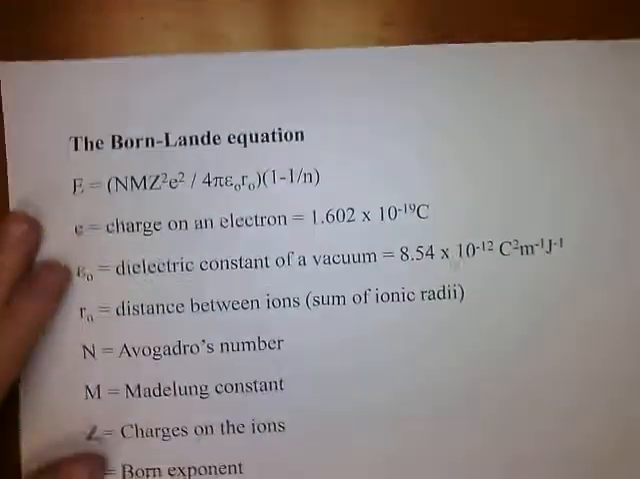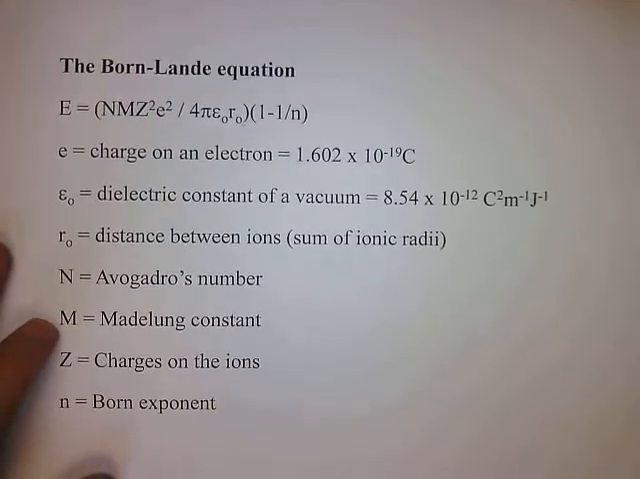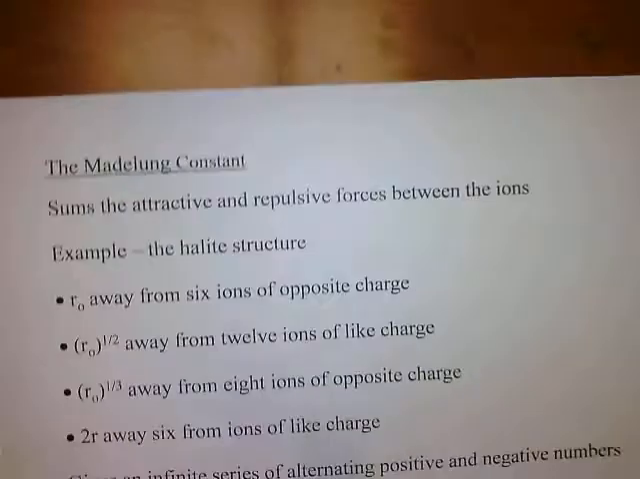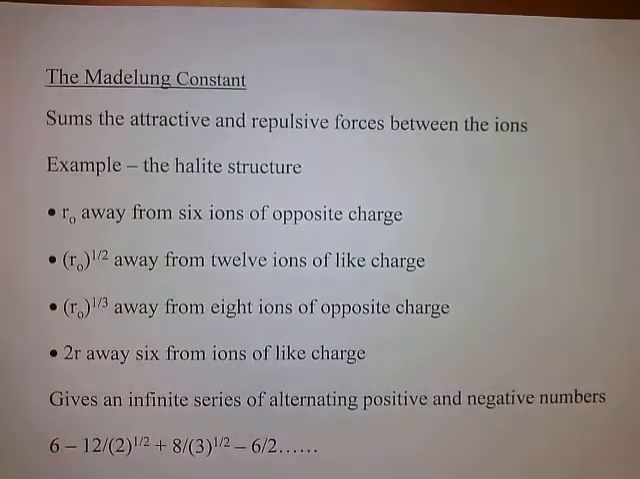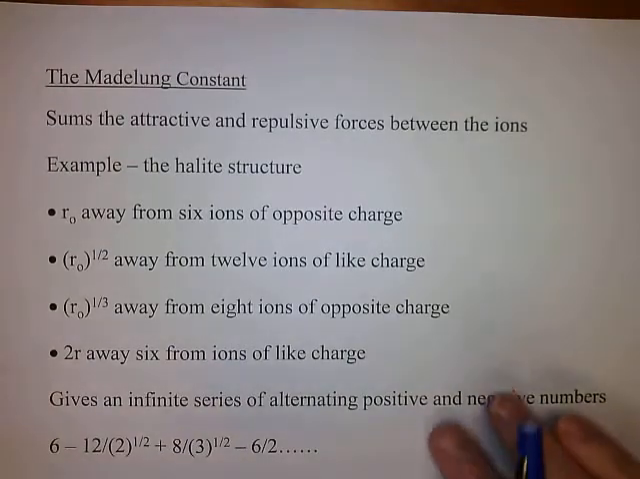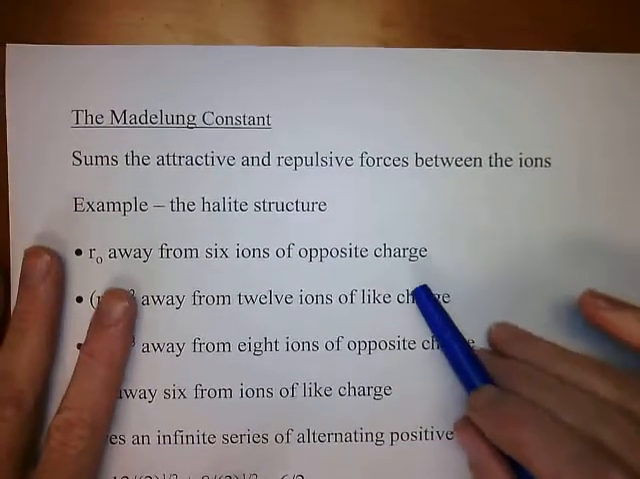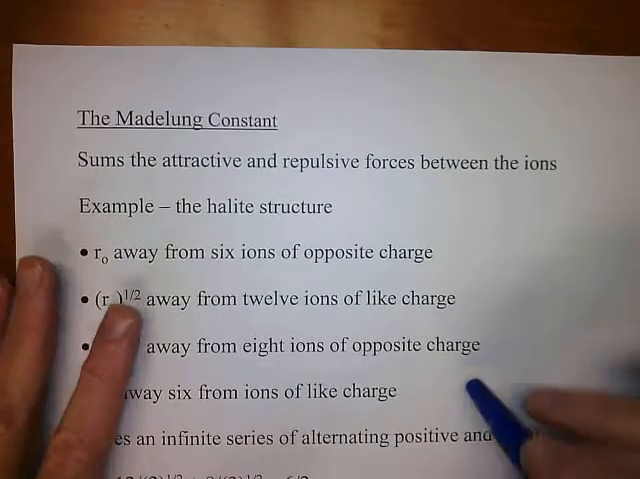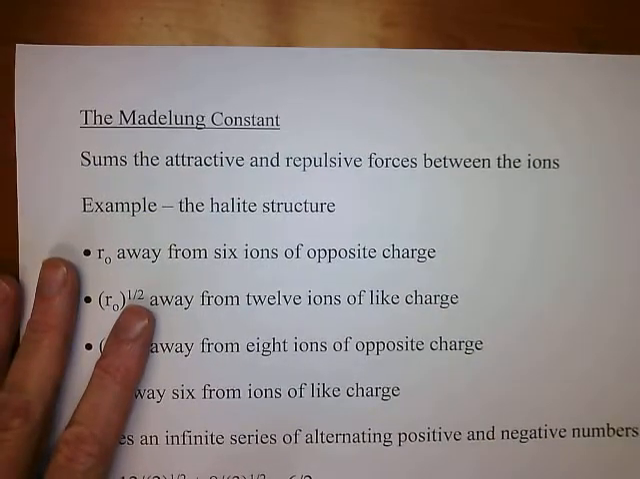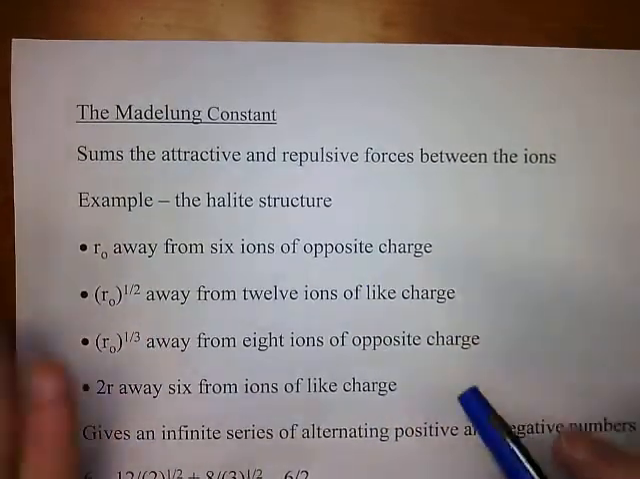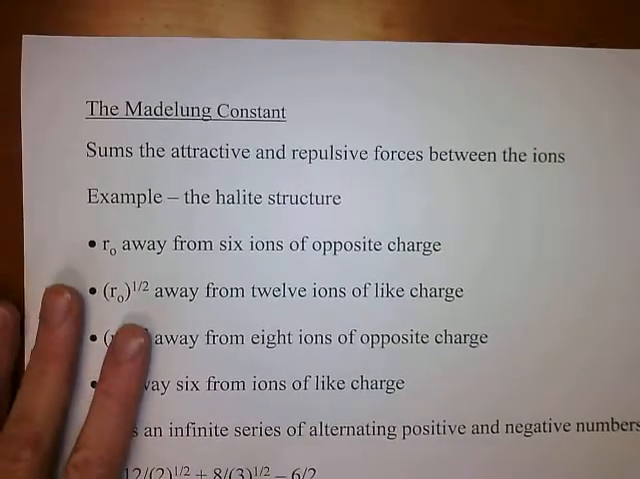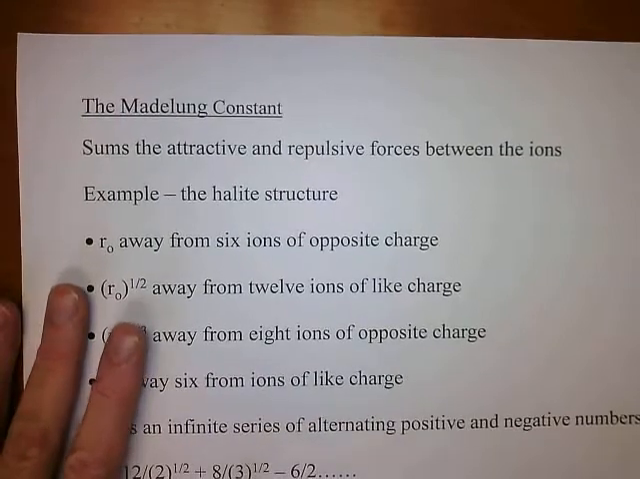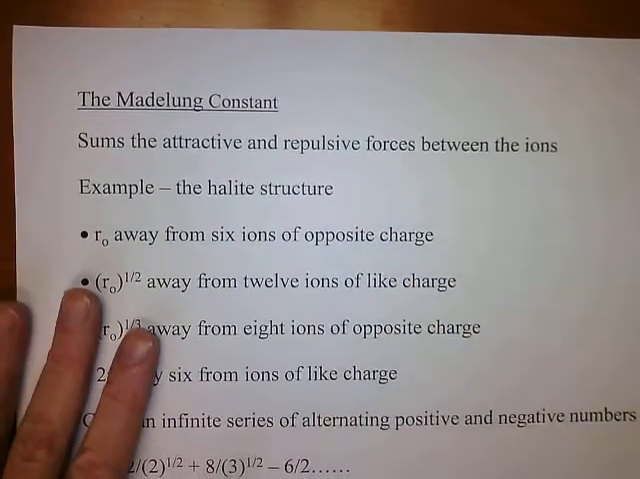So first of all, let's talk about this Madelung constant. What does that mean? The Madelung constant sums up the attractive and repulsive forces between the ions in a crystal, or in an ionic compound. So let's use, as an example, what is perhaps the simplest structure, which is halite.